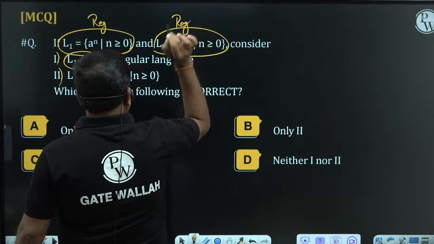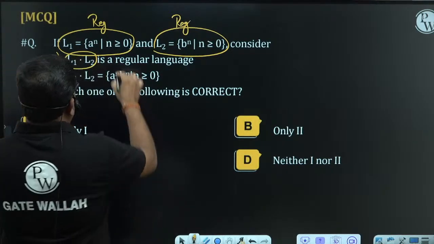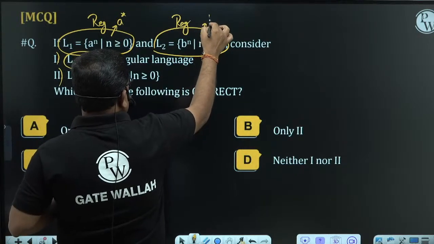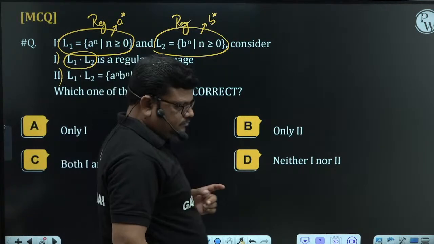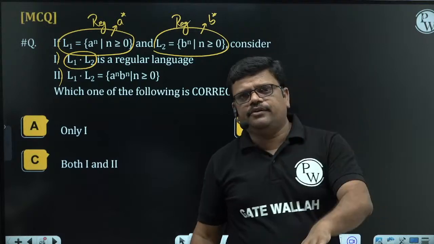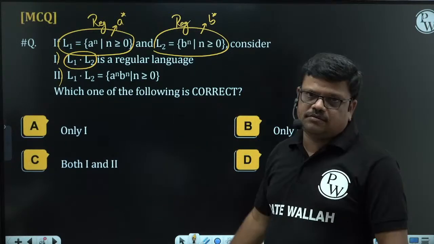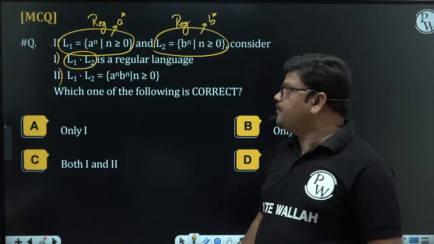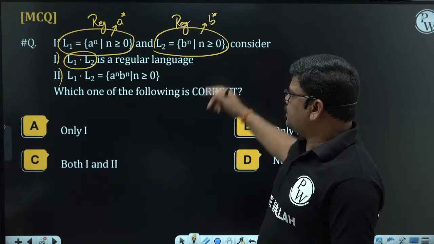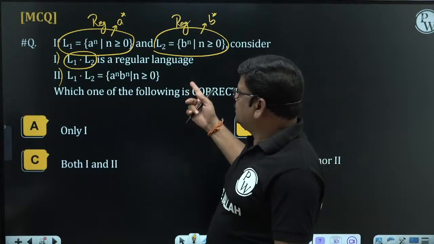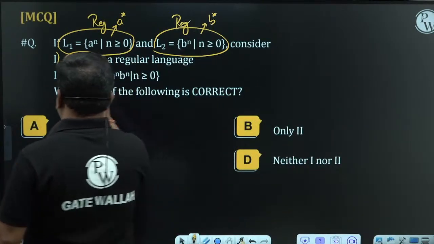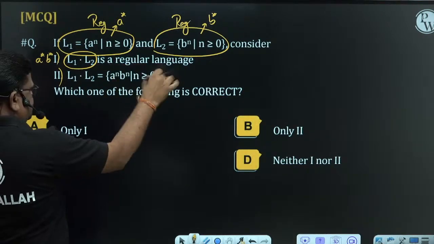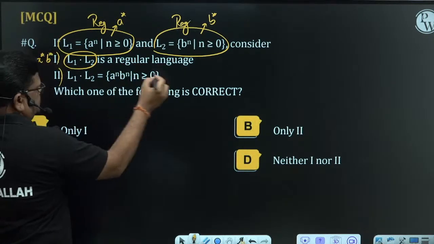We can easily construct a DFA. If we want the regular expression, for this it is a star, for this it is b star. In order to avoid your confusion, I am constructing the regular expression as well. For any regular language, a regular expression exists. So a star is regular, b star is regular, and this is nothing but a star b star. In the first statement, he is saying the concatenation of these two is regular. Yes, true. This is clearly true.